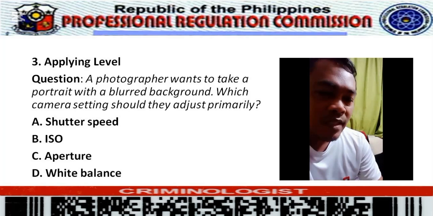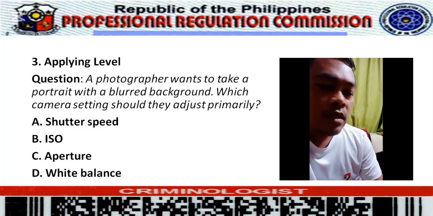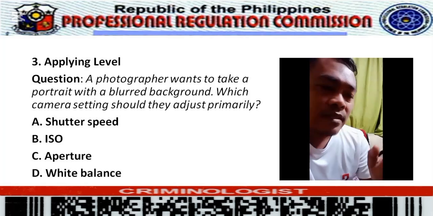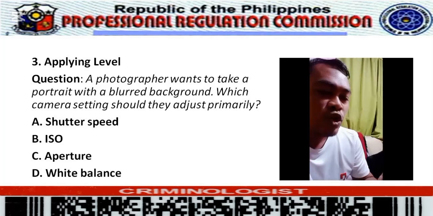For option letter B, it is still incorrect. Why? Because ISO increases brightness. That is the function of ISO. It only increases the brightness but doesn't affect the background sharpness. So, that is ISO.